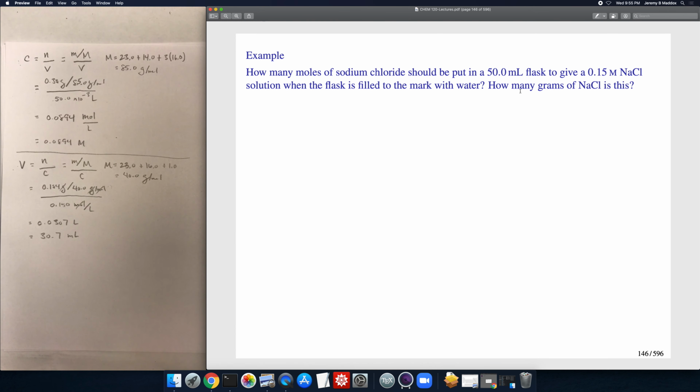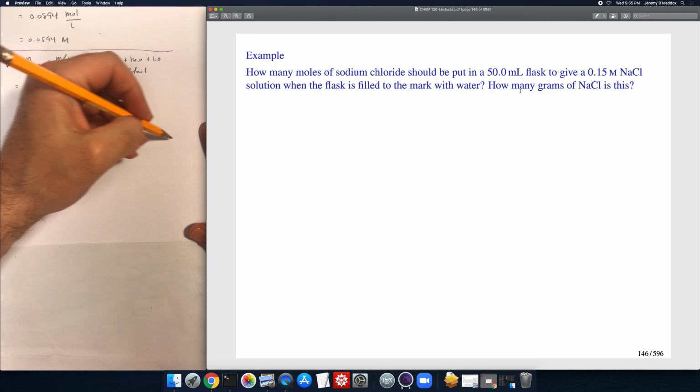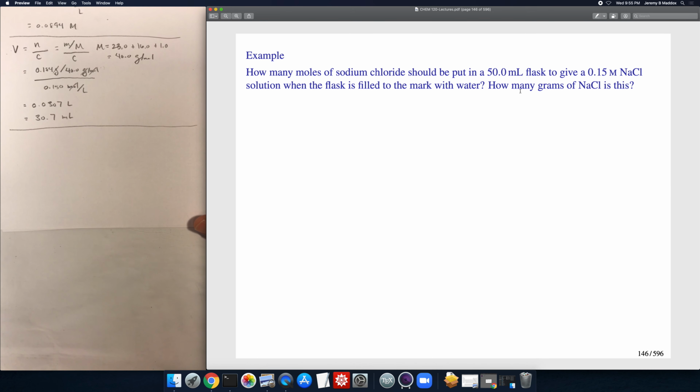Here we have a third variation of this problem. I'm going to try to save some paper and squeeze it in. It's probably a mistake to do this, but I'm going to try. How many moles of sodium chloride should be put into a 50 milliliter flask in order to give you a 0.15 molar sodium chloride solution? So in this case, we're being asked to solve for the number of moles. And so that would be equal to the concentration times the volume.